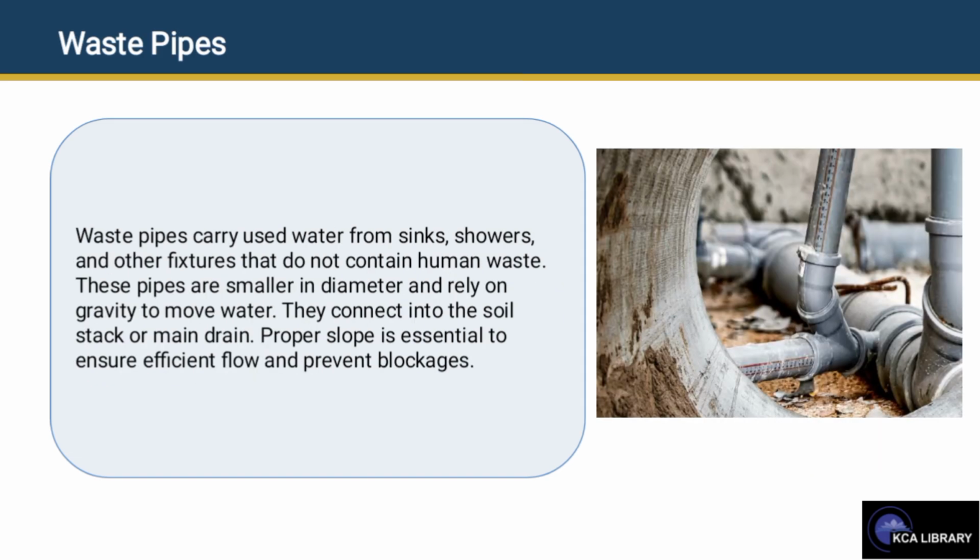Then we have waste pipes. What are waste pipes? Waste pipes carry used water from your sink, from showers, and other features that do not contain human waste. It only carries liquid. These pipes are smaller in diameter and rely on gravity to move water. They connect into the soil stack or the main drain. Proper slope is essential to ensure efficient flow and prevent blockages.